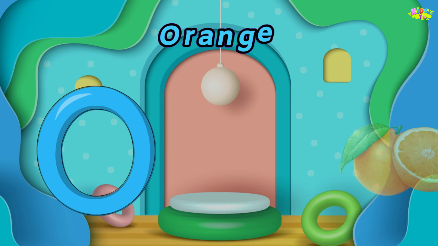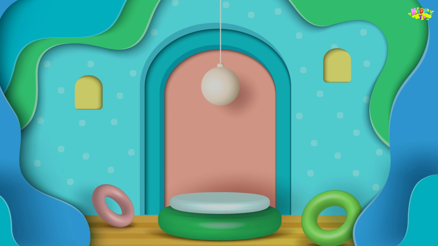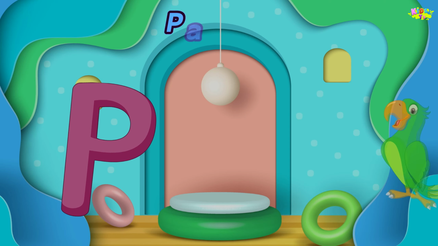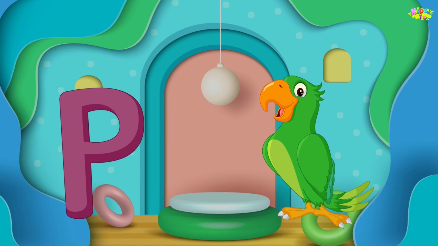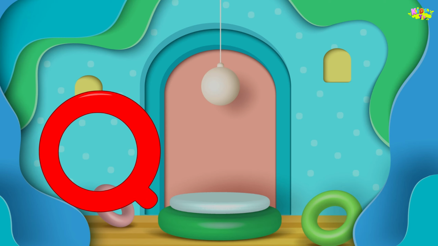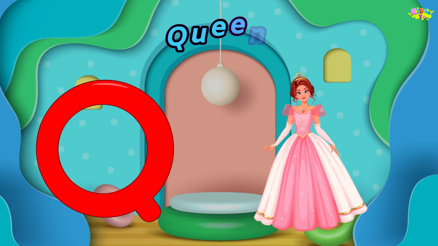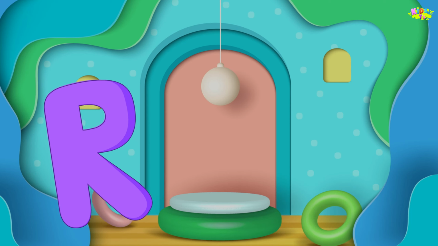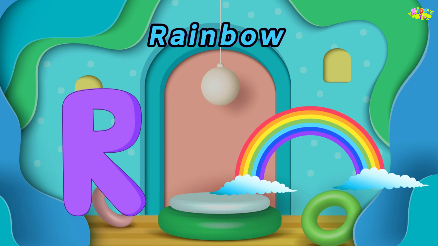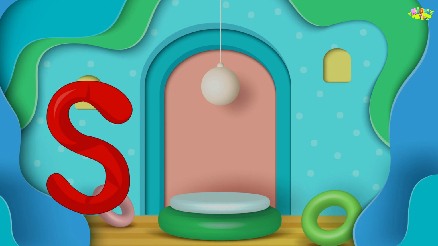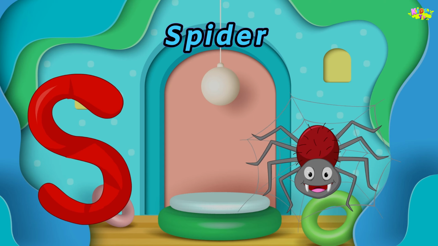O is for orange, oh, orange, oh, orange. P is for parrot, pa, parrot, pa, parrot, P, parrot. Q is for queen, Q, queen, Q, queen. R is for rainbow, rainbow, rainbow, R, rainbow. S is for spider, spider, spider, S, spider.